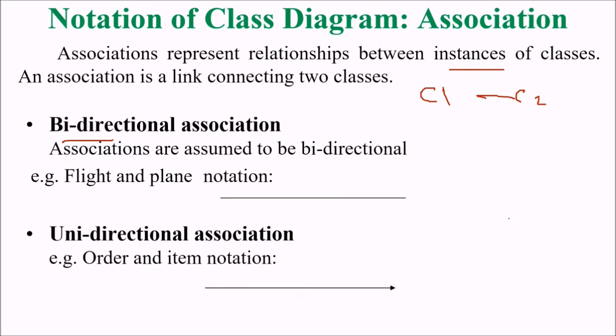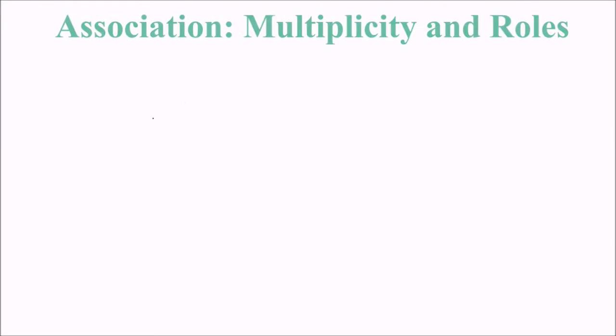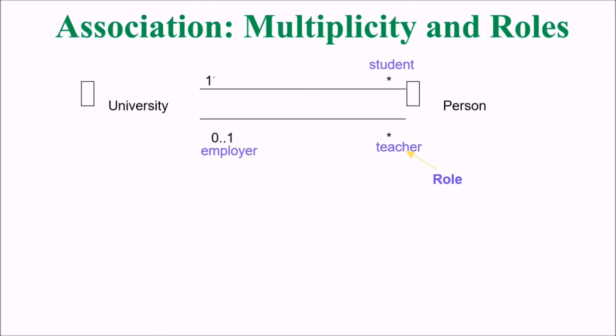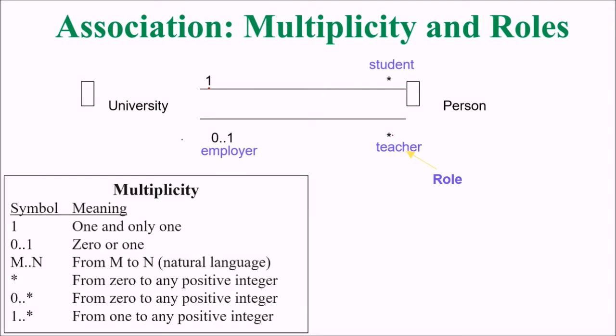So a bidirectional will be a single line like this. A unidirectional will have an arrow, and this arrow head is filled. Then we have association in multiplicity and roles. That means this is 1 to star, 1 to many, 0 to 1, and this is star. So what does it mean?